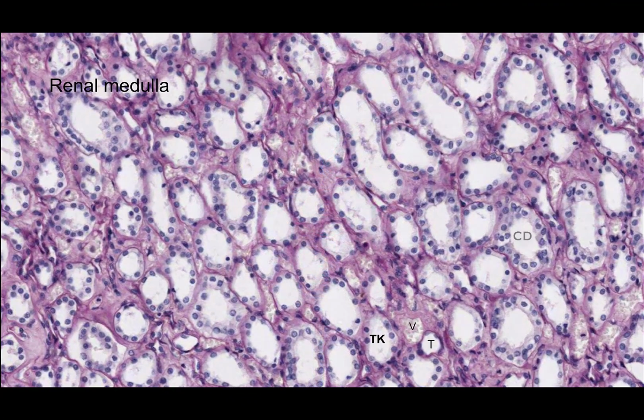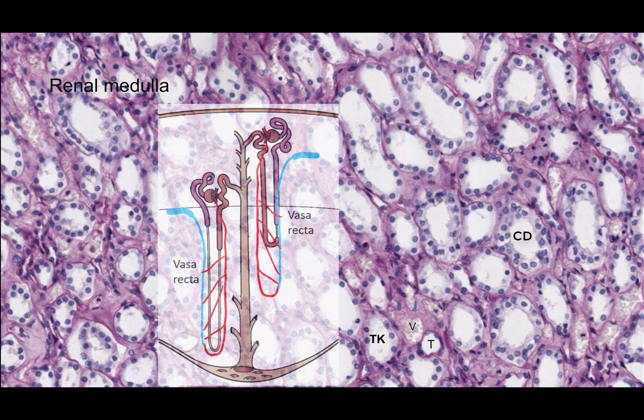This is in the medulla. You can see that there are no glomeruli. It's only tubules. And these tubules are not proximal, not distal. They are the ascending and descending loops of Henle, as well as the blood vessels that accompany them, which are straight blood vessels, not like the glomeruli. These are called the vasa recta.